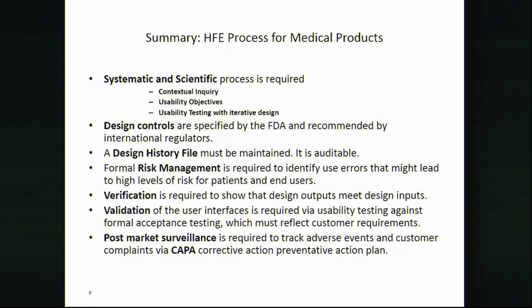So, the summary is this human factors engineering process for medical products of all sorts that I described is systematic and scientific because it's got these things like contextual inquiry, some usability goals, user testing with iteration. For medical devices and the device part of combination products, we have to follow rigorous design controls, which are specified by regulatory agencies like the FDA. You have to maintain a good design history file that is auditable. You have to do formal risk management. You do things like verification and validation of your design along the way, and an important component is post-market surveillance.